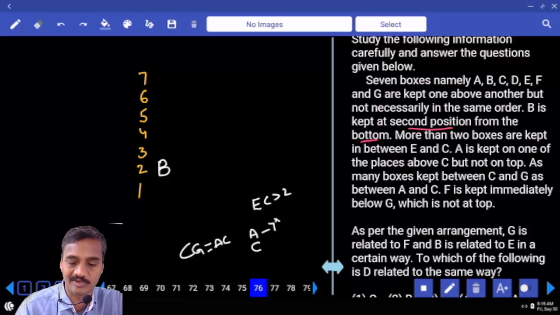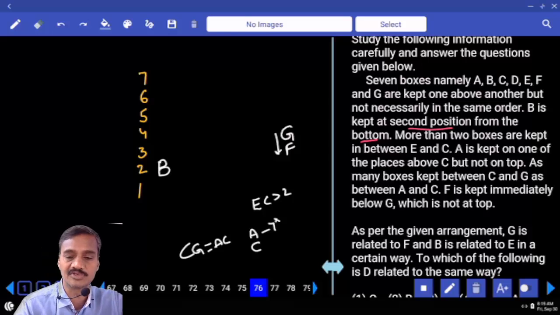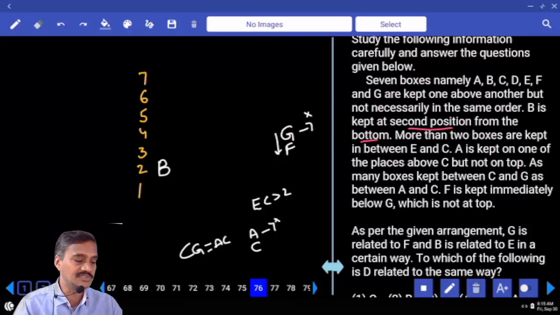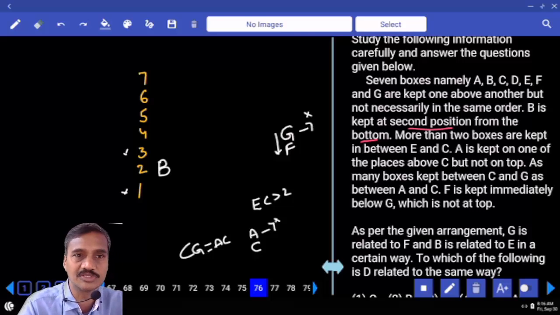F is kept immediately below G. Now F is kept immediately below G means G and F must be together. As G and F are together, and G cannot be at the top as well, this is the information we have. Now G and F must be together. Can G be at the first place? No. Can G be at the third place? No. G at the third place, then F must be at the second place, not possible.